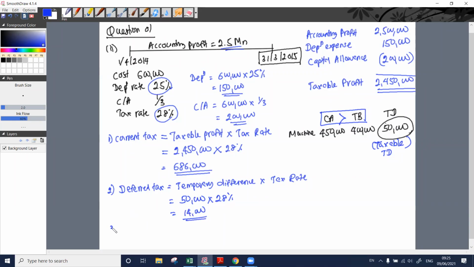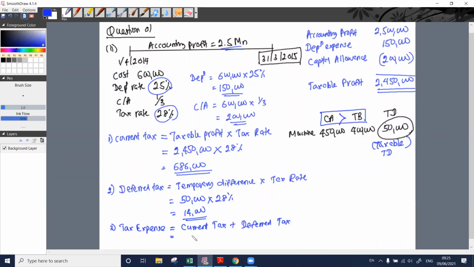Right. And in the last part, we asked to calculate the tax expense for the period. So what should be the tax expense? How to calculate that? Tax expense means the total of current tax and deferred tax. ඔය දෙක එකතුවනේ අපි tax expense කියලා කියන්නේ.